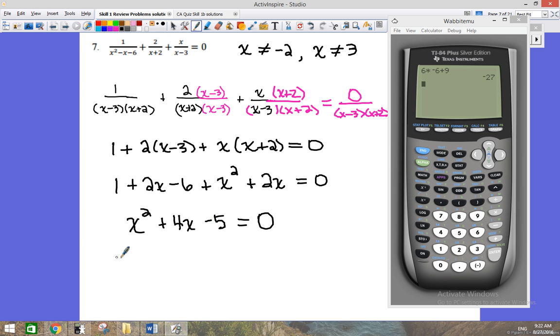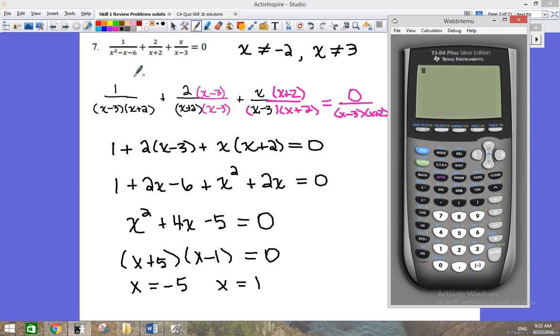Alright, so this factors to x plus 5, x minus 1. That gives me possible solutions of negative 5 and positive 1. Let's plug in a negative 5 into all of this and see if it adds up to 0. My first fraction here, if I square a negative 5, I've got 25. If I subtract a negative 5, that's like adding 5. And then it says minus 6.